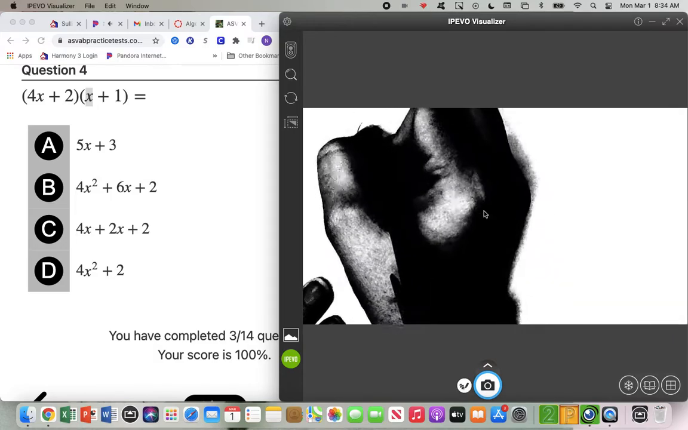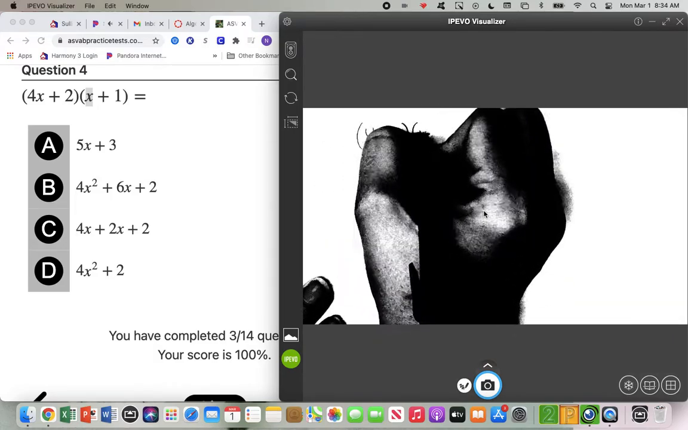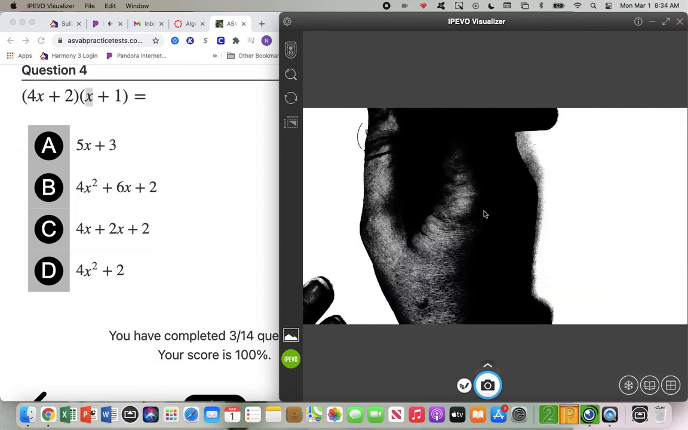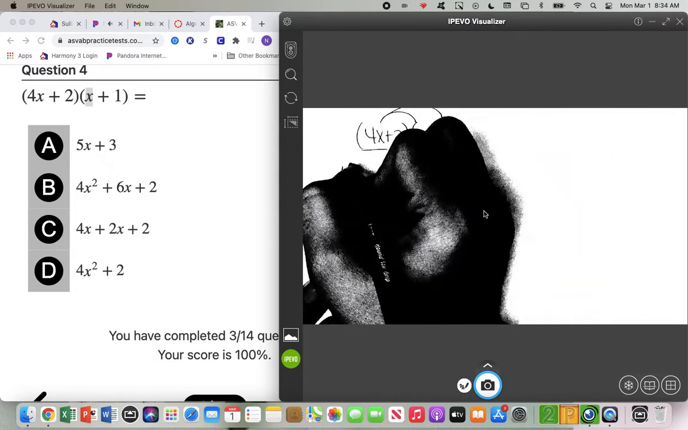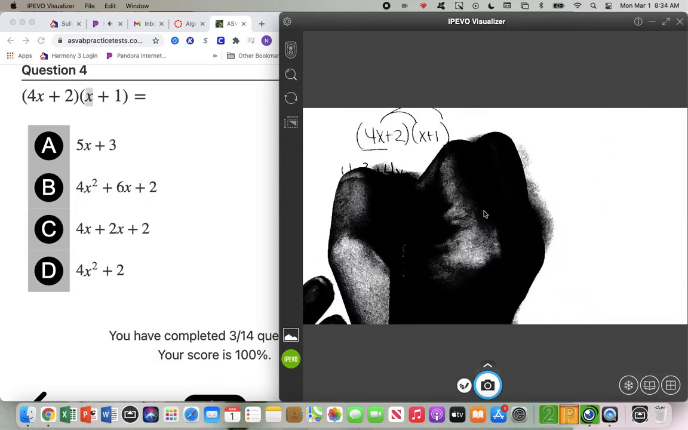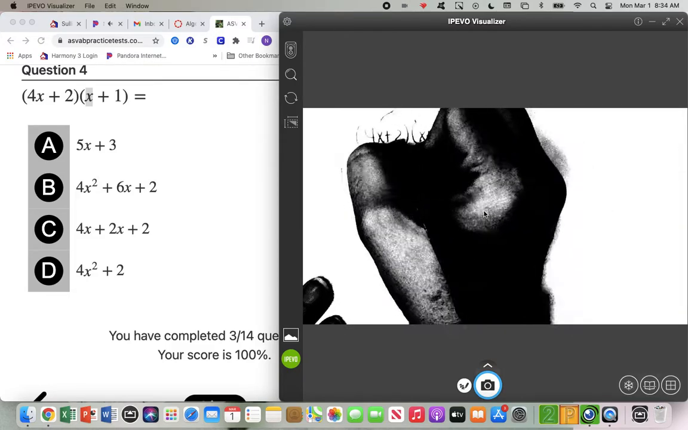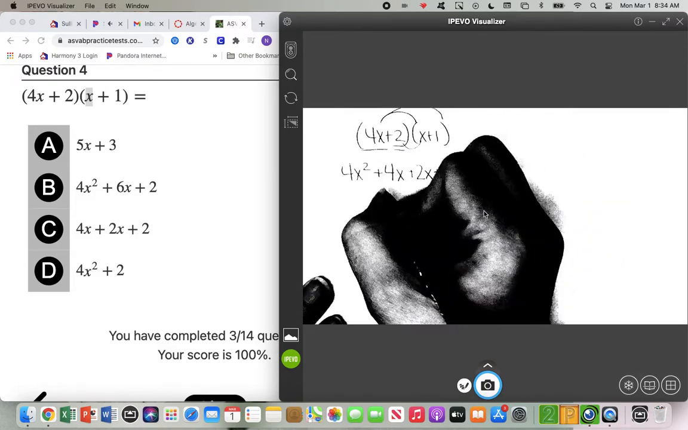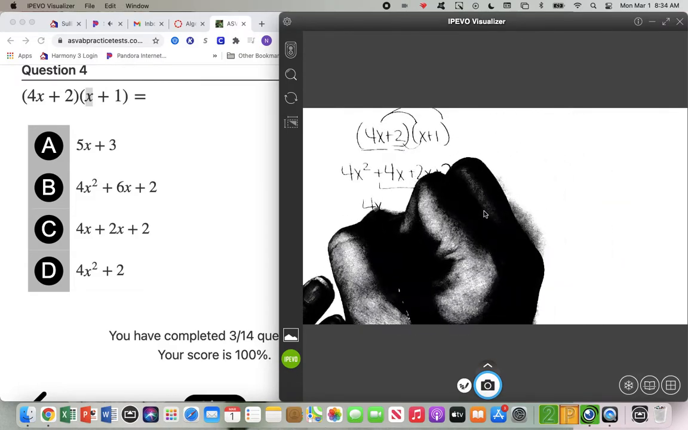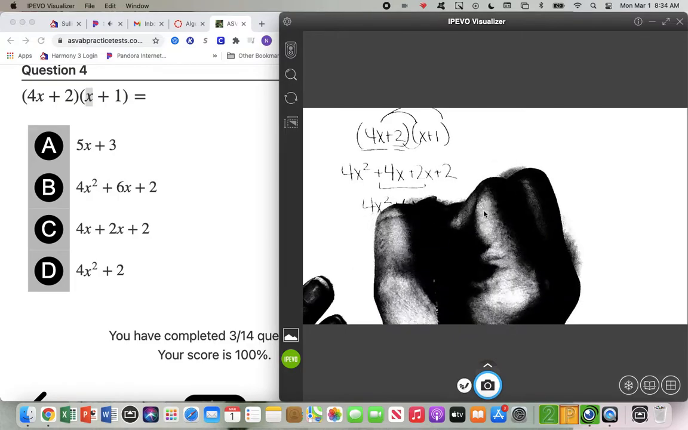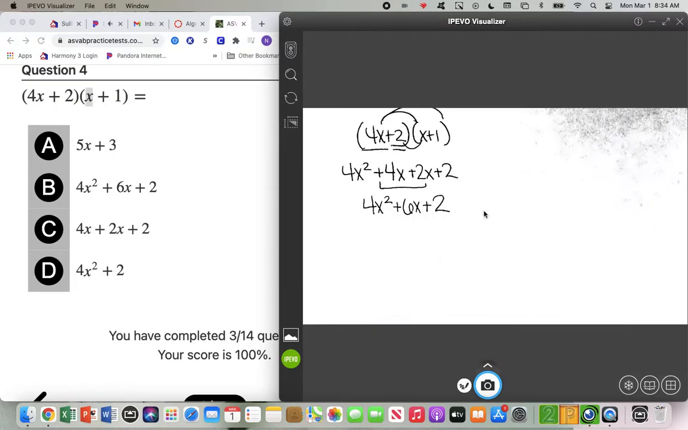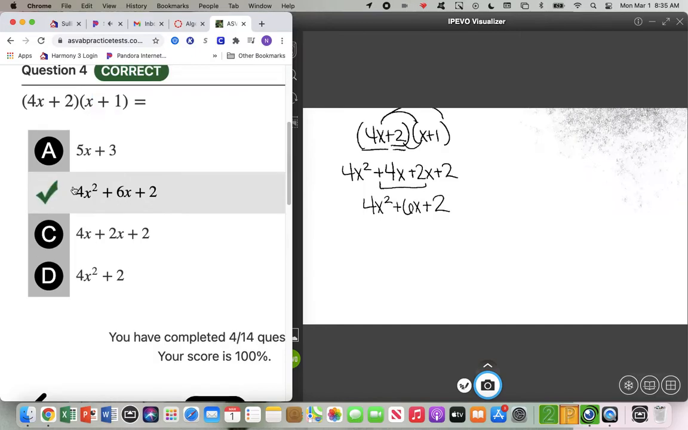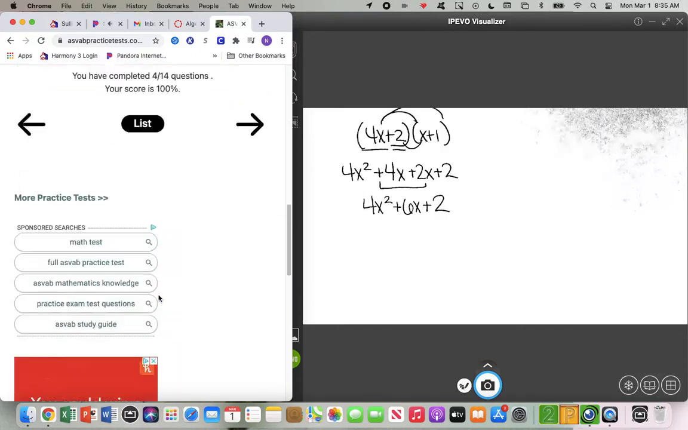All right, so we've got 4x plus 2, x plus 1. So the first thing we do is we distribute the 4x. So we get 4x squared plus 4x. Then we distribute the 2 second. 2x plus 2, and then those combine. And so the correct answer is B. But just remember, on these, we distribute twice.